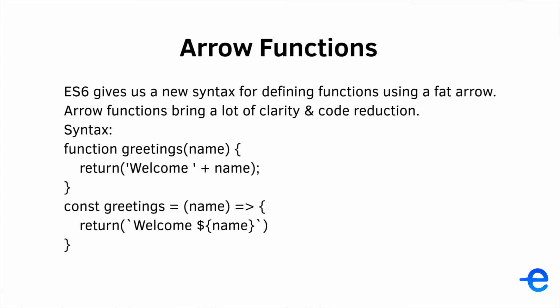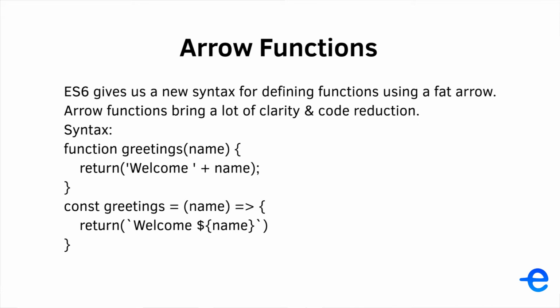So normally we would use the function keyword followed by function name. In the parentheses, we pass our arguments, and in these curly braces, we write a function body. But with arrow function, we create a variable and we store the function in that variable. And as you can see, we don't need the function keyword to define functions anymore. And the equal to and greater than sign is called a fat arrow.